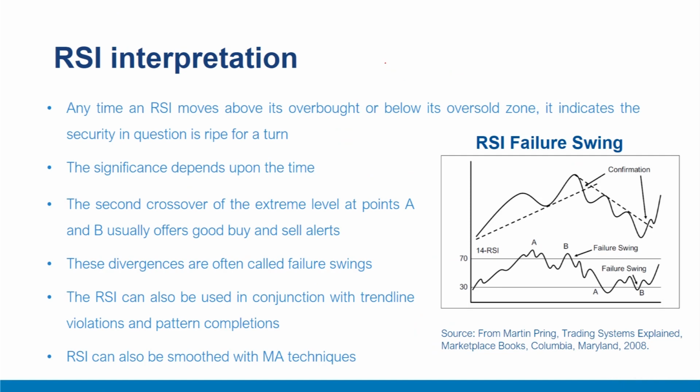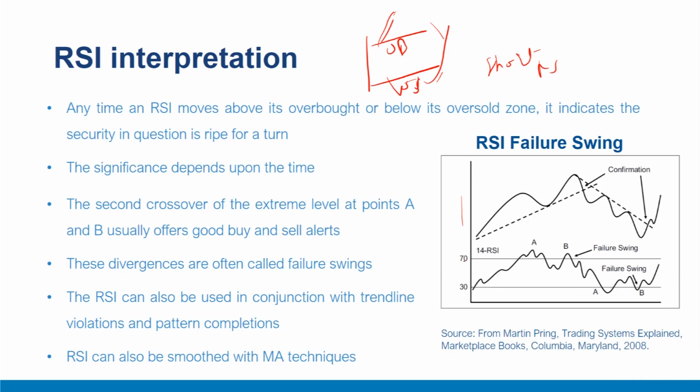Anytime RSI is above its overbought level or below its oversold level, it means the current trend is about to reverse. There is a high chance that the security in question is ripe for a turn. If it is going up, it may go down, or if it is going down, it may go up. The significance of this turn depends upon the time horizon. What is your time horizon? For a short time horizon span, RSI moves may be more frequent, while for a long term RSI, the moves may be less frequent and their significance may be more.